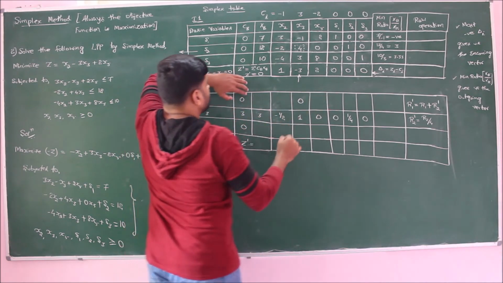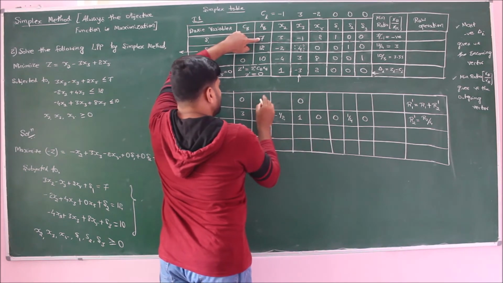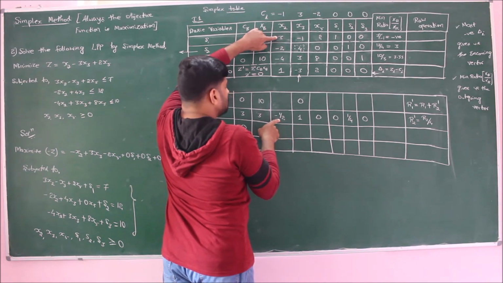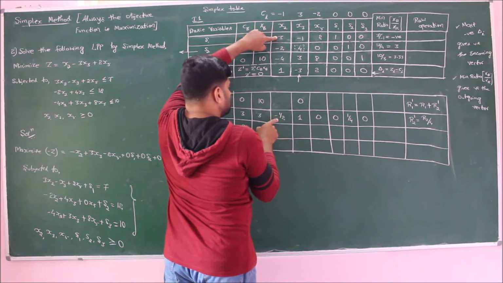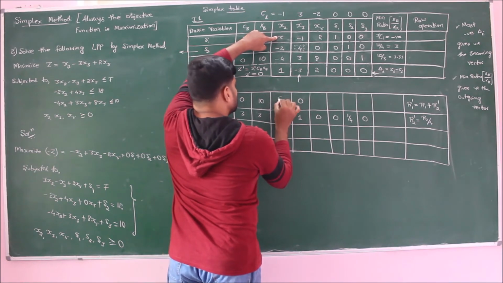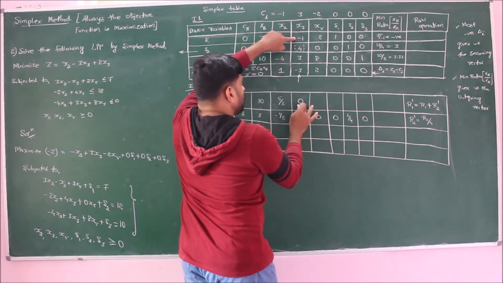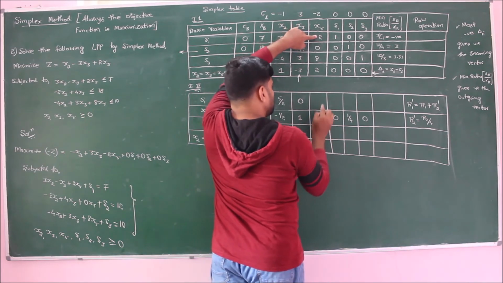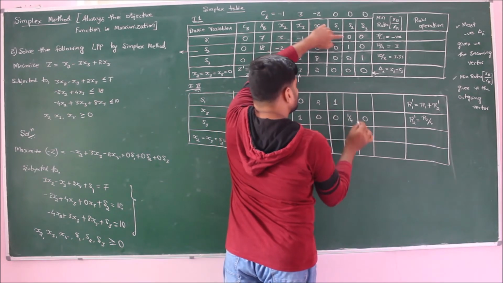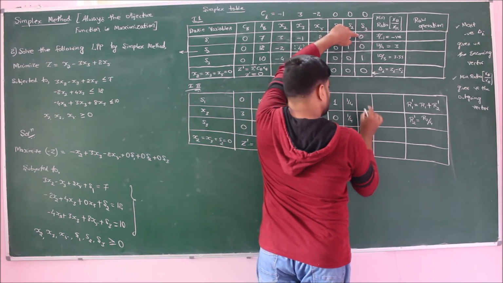So therefore this will become 0. Now performing the operation from xb to s3, 7 plus 3 will become 10. Next, 3 minus 1 by 2 will become 5 by 2. 6 minus 1 is 5 by 2. Next we have 0, that is what I require. Next 2 plus 0 is 2. 1 plus 0 is 1. 0 plus 1 by 4 is 1 by 4. 0 plus 0 is 0.